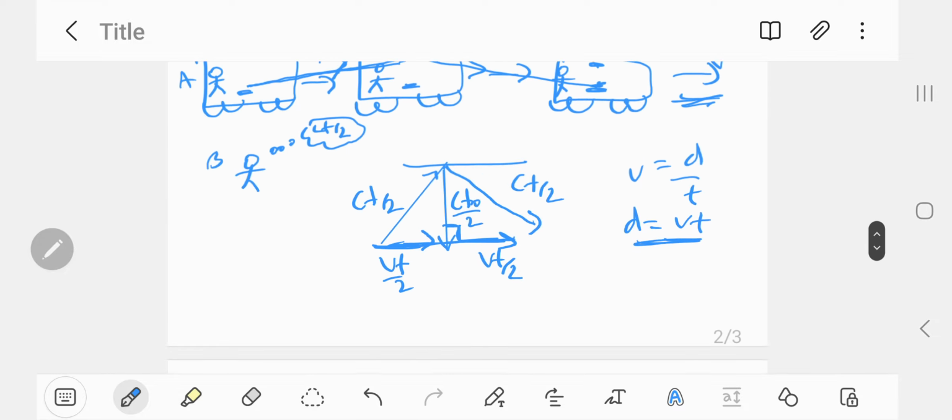Let's use Pythagoras. You don't need to derive this in HSC, it's just nice to know where it comes from. I'm just showing you that using simple maths you can derive the time dilation formula. Using Pythagoras, we can derive the following expression.